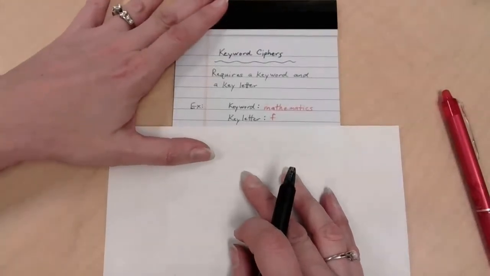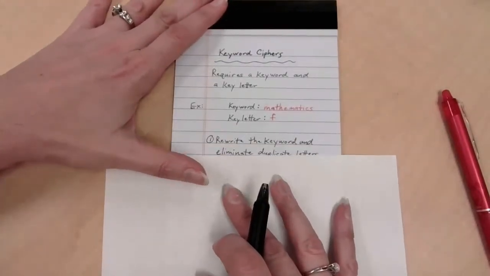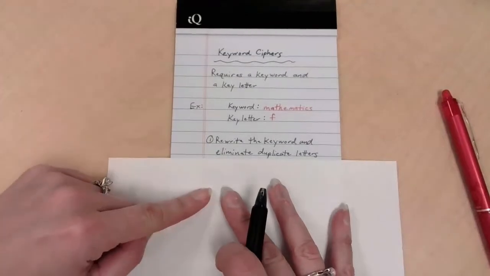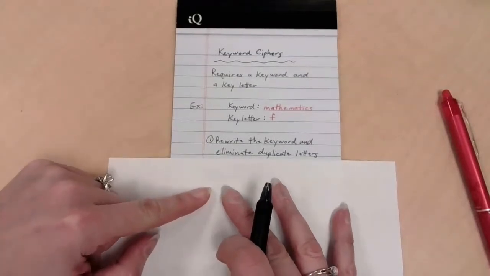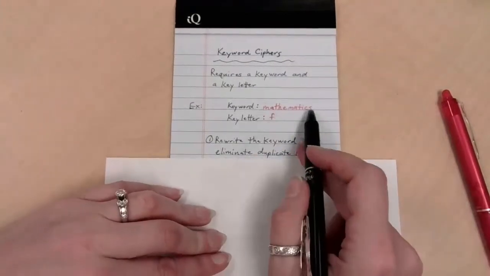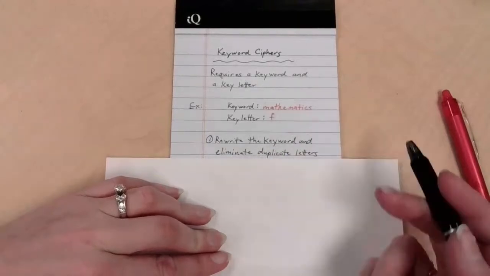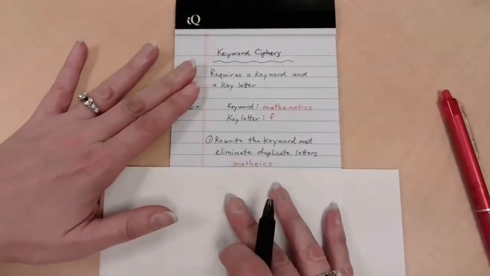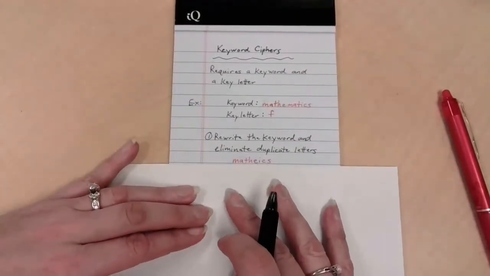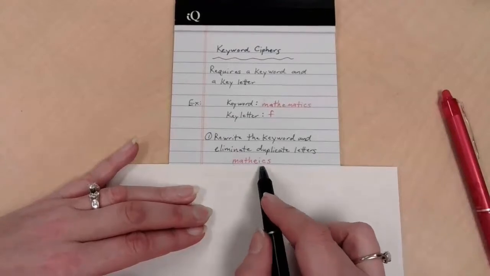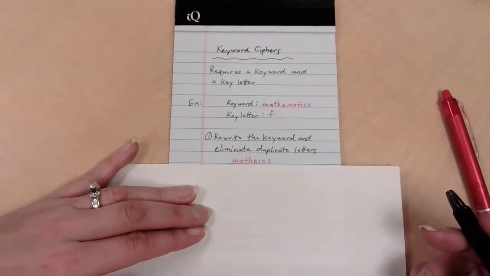So, what will we do with this information? Step one: you are going to rewrite the keyword and eliminate duplicate letters. If we look at the word mathematics, it's got two M's, two A's, two T's, and so forth. So we need to rewrite the keyword without all the extra letters. This is what mathematics looks like if I take out the repeats.